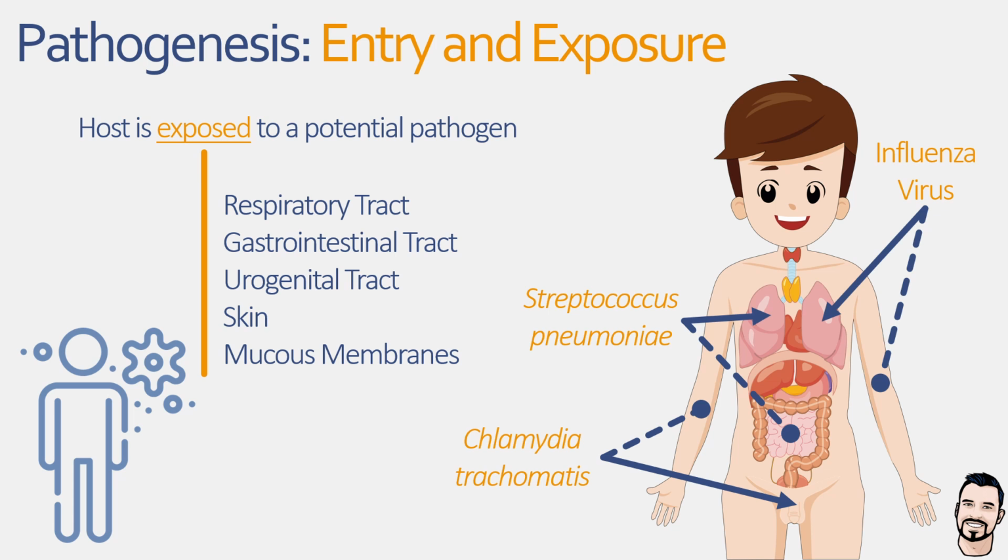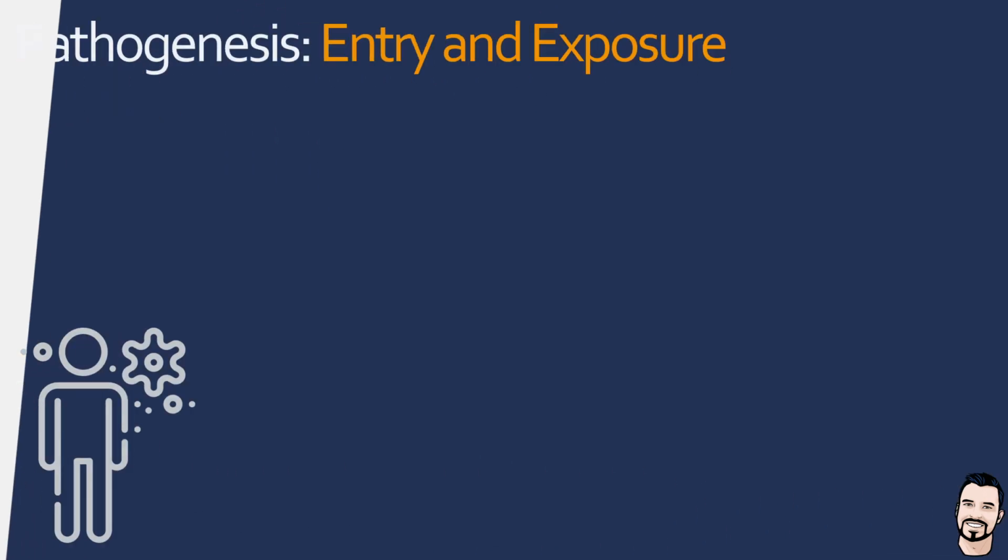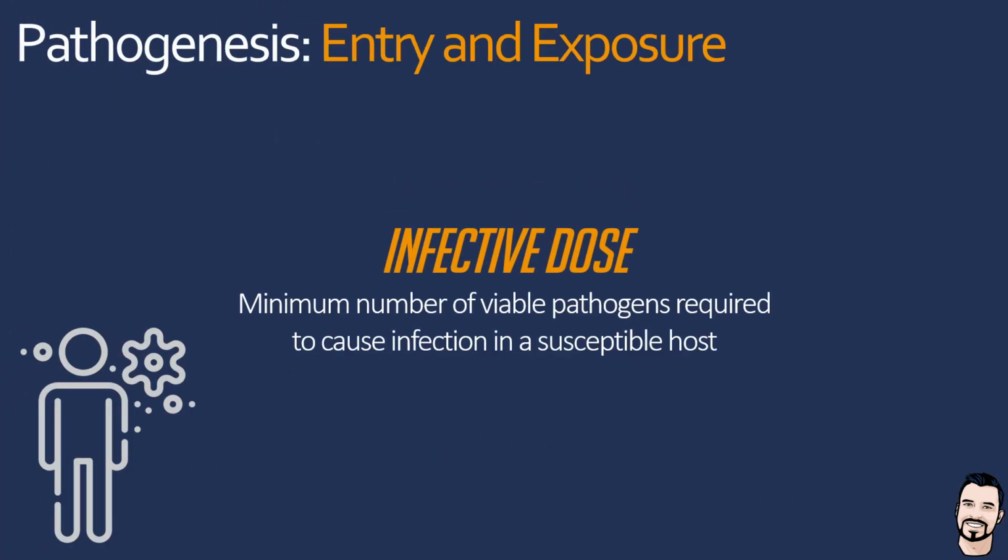For infection to occur, the pathogen must enter via the right route and encounter the right conditions to survive, attach, and replicate. Now, following on from entry and exposure, the next important consideration is infective dose. This refers to the minimum number of viable pathogens required to cause infection within a susceptible host. Now, in infection biology, this is often described using the ID50, which is the dose at which 50% of exposed hosts become infected, and it gives us a useful way to compare how infectious different pathogens are.